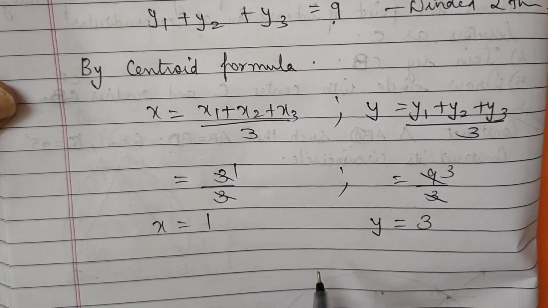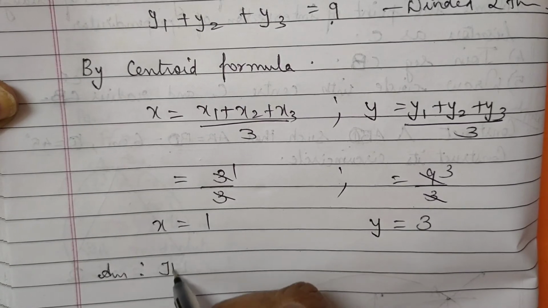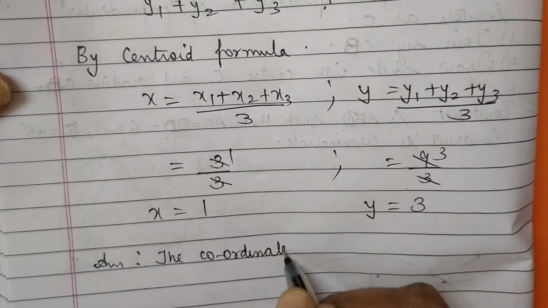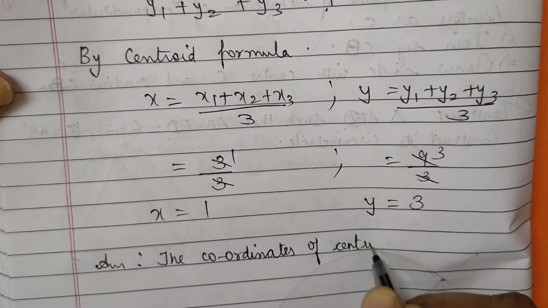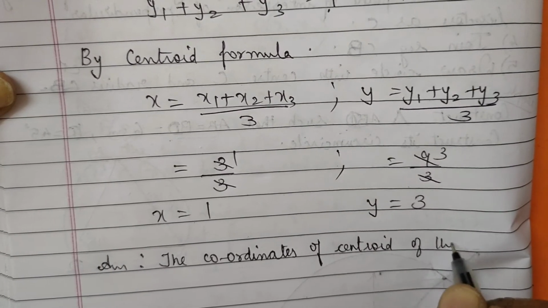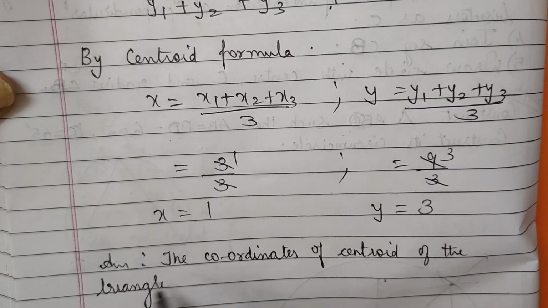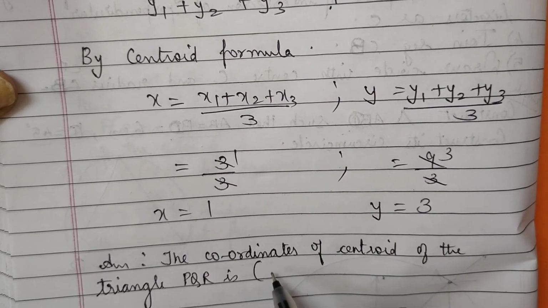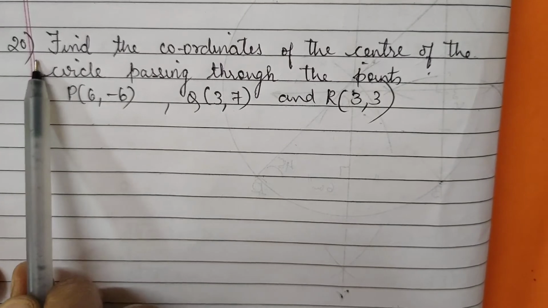Yes. So what is the final question asked here? Find the coordinates of the centroid of the triangle. So for the answer we will write: the coordinates of the centroid of the triangle PQR is, what did we get? (1, 3). Clear?